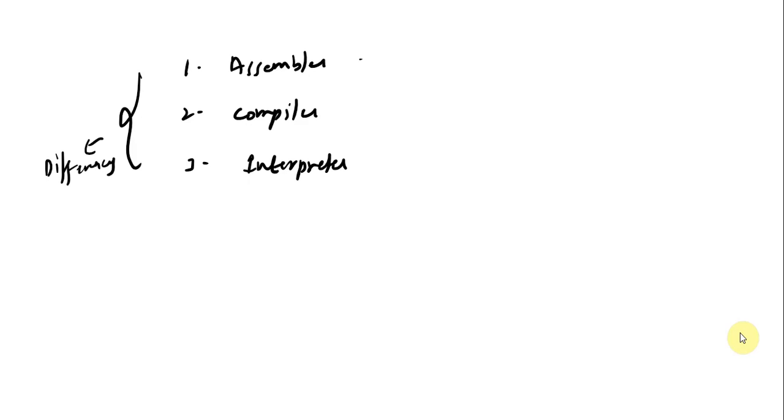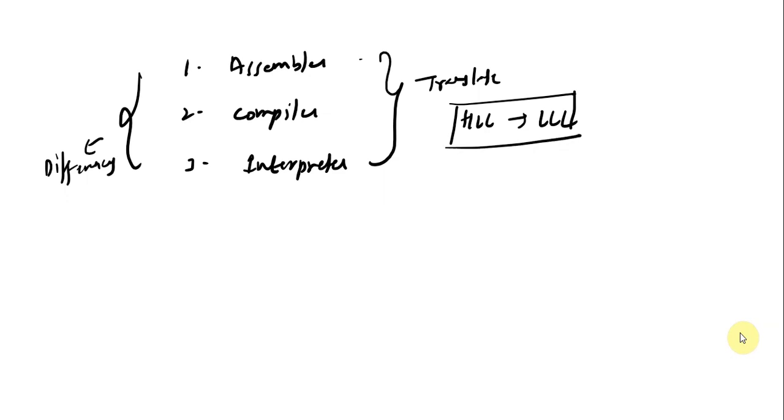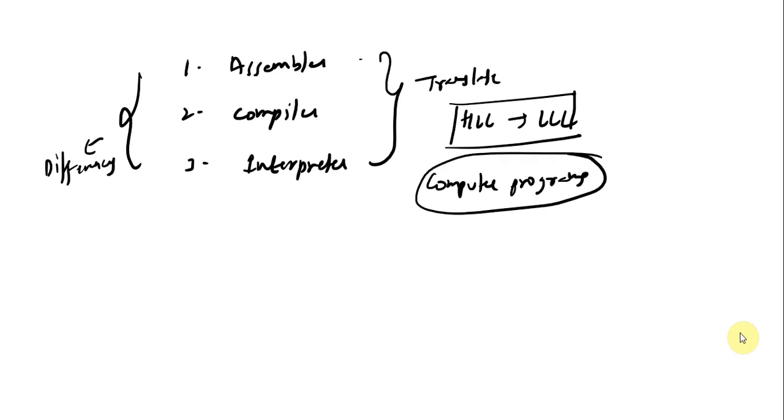Now there is one common thing between all these: the assembler, compiler and the interpreter. They translate your high level language into a low level language. They are used to translate high level language code into low level language code. This is their particular job, and all these three are computer programs. Now the compiler, the assembler and the interpreter, these three are computer programs, and their task is to translate high level language code into low level language code.